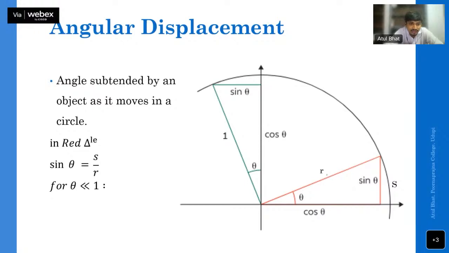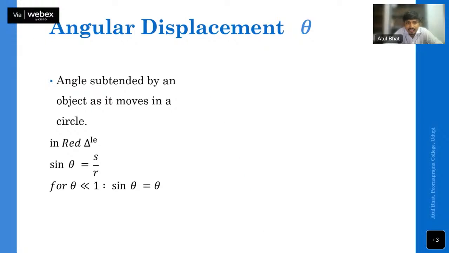And when theta is very, very small, I can write sine theta is equal to theta, and this theta is my angular displacement. So if sine theta is equal to theta, I can write theta is equal to s by r, or cross multiplying, s is equal to r theta. And this is the formula for angular displacement.